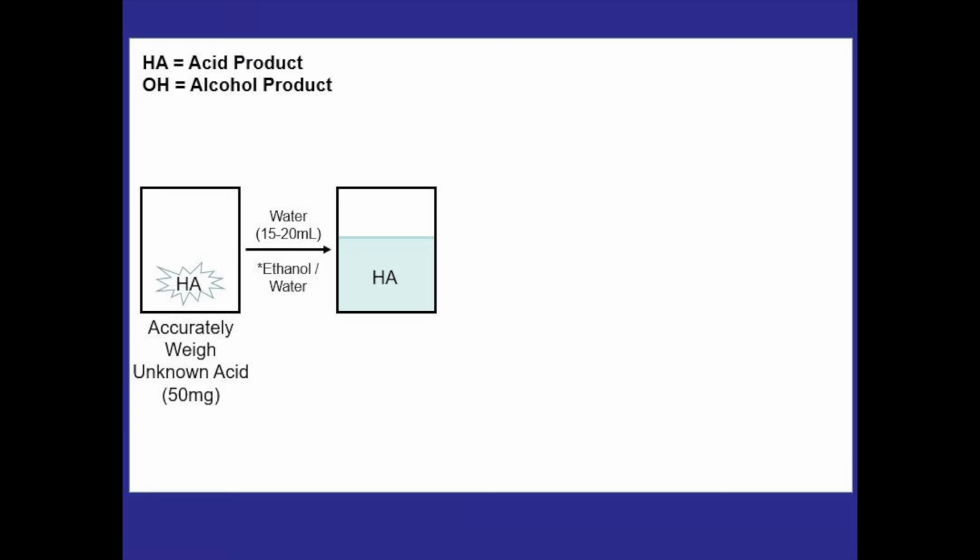Once the acid is fully dissolved, we'll add a drop of the phenolphthalein indicator, and we'll want to make sure to do this or else nothing's going to happen. The solution won't change color, and most likely we'd have to start over.